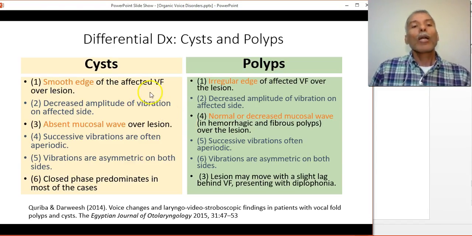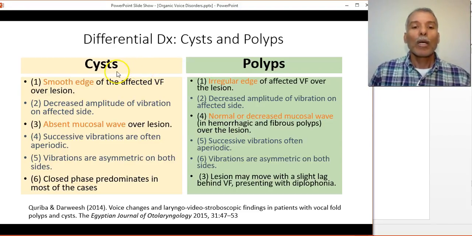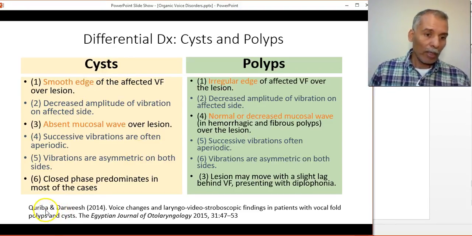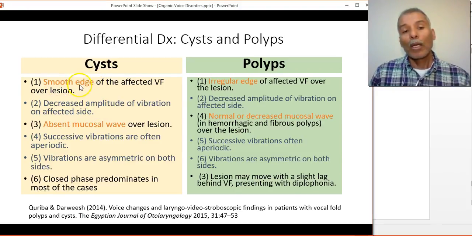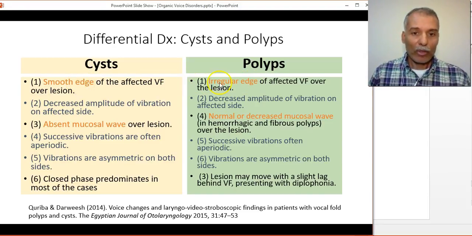I put some information here for differential diagnostic purposes. What is the difference between a cyst and a polyp? And this comes from this reference here, a very nice study by two ear, nose, and throat physicians. The cyst basically has smooth edges. The vocal folds have smooth edges for the most part, and the polyps have irregular edges. I made the same colors here, orange or brown, for things that are the same, and blue for things that are different, and then black for things that are unique to each.